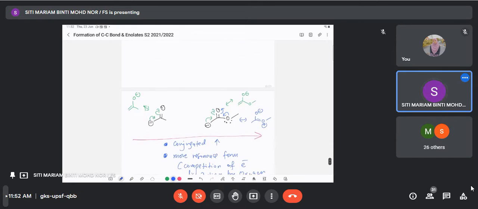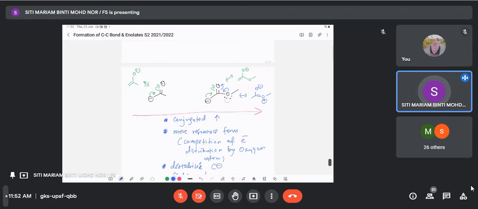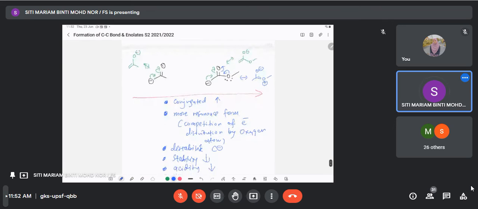But this time, the delocalization competes between the carbon with the negative charge, which wants to donate electrons here, and at the same time, the oxygen with a lone pair, which also wants to move electrons to here. So they compete with each other, which makes the stability decrease in this case. So that's the explanation. Can you follow, student? Yes, Doctor.